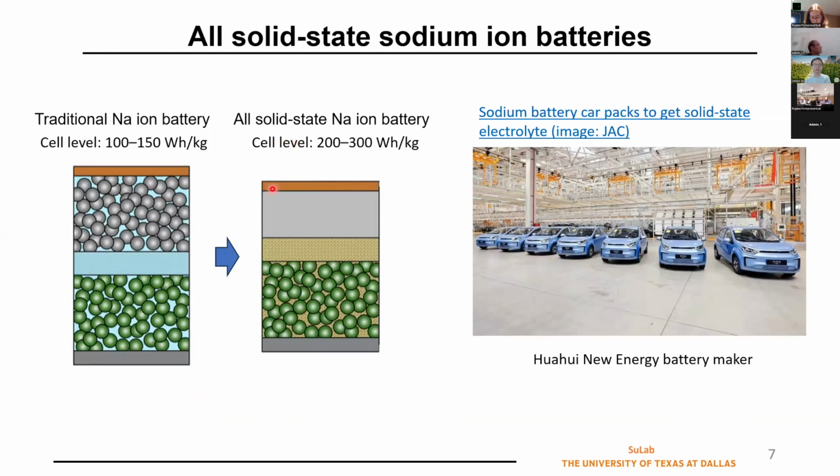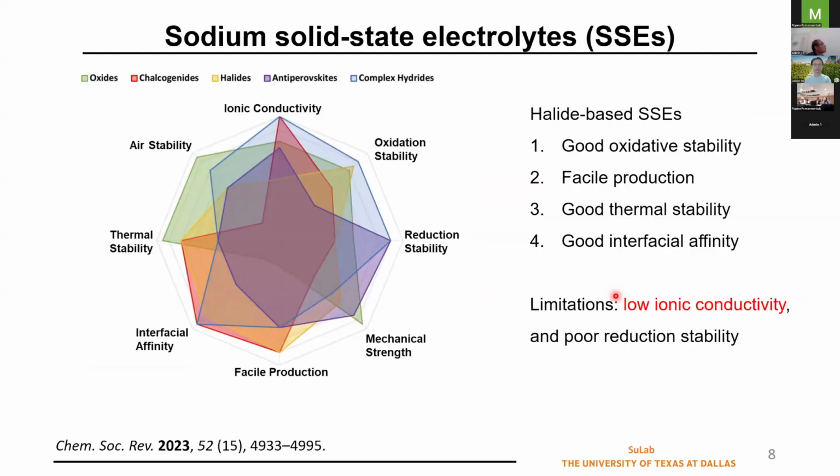If we want to compete with lithium-ion batteries, we have to use a solid state electrolyte to replace the liquid electrolyte. In this case, we can use sodium metal, even anode-free. By doing this, the cell level energy density can go to 200 to 300 watt-hours per kilogram, so we can use sodium solid state batteries even for electric vehicles. Here are some Huawei new energy battery makers. They have some demonstrations using sodium solid state batteries for electric vehicles.